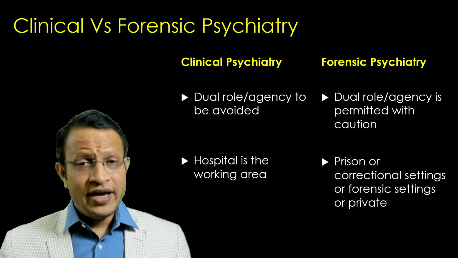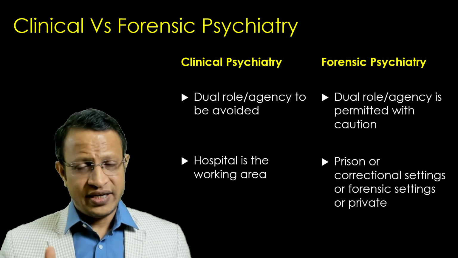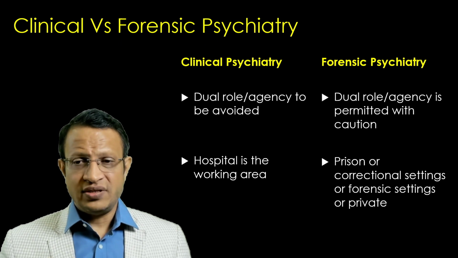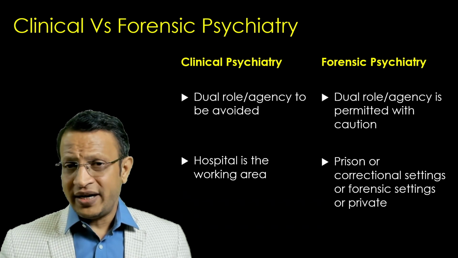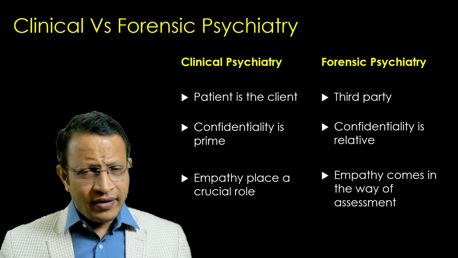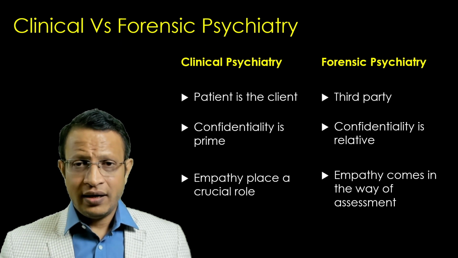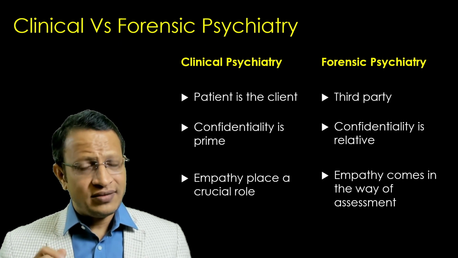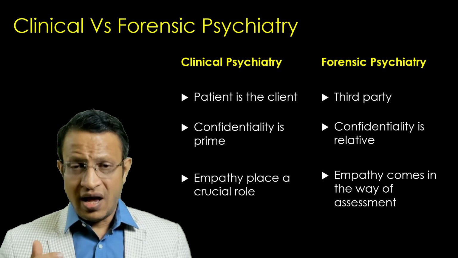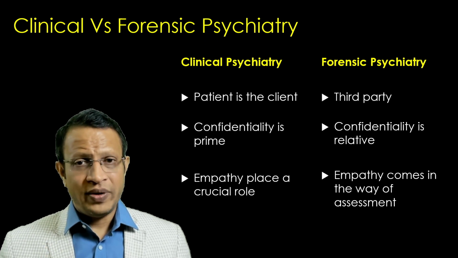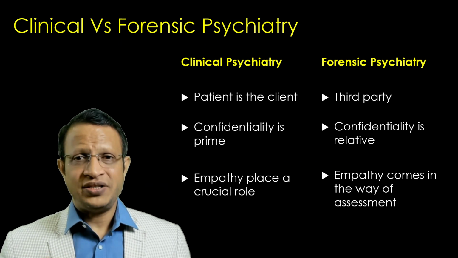A clinical psychiatrist's area of working is in the hospital, whereas a forensic psychiatrist will work in the area of prison, correctional setting, maybe private, or else even a highly contained forensic setting where persons with mental illness are kept. In clinical psychiatry, the client is the patient. That means your obligation, your ethics, are completely towards the patient. Whereas in forensic psychiatry, it is the third party. The third party may be the court, maybe the advocate, or the accused who is asking for your opinion so that you give your opinion in his favor. That means in forensic psychiatry, the client may not be the patient.